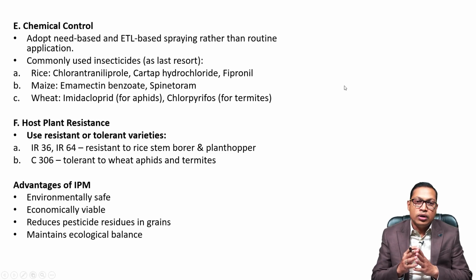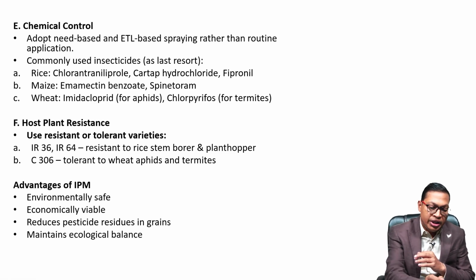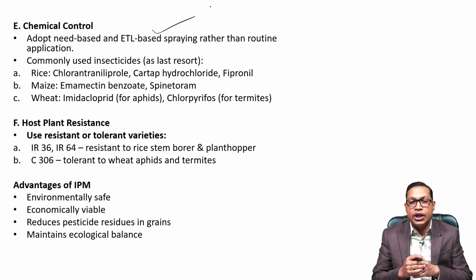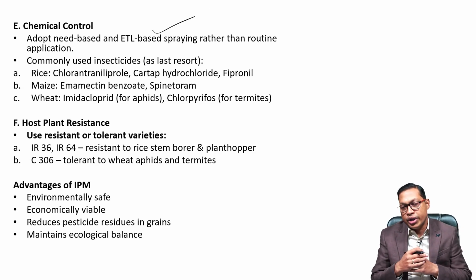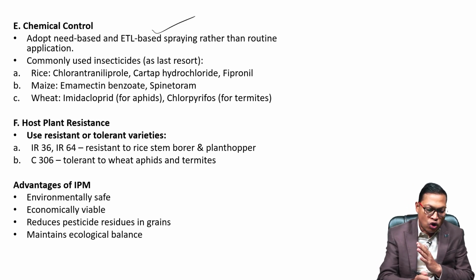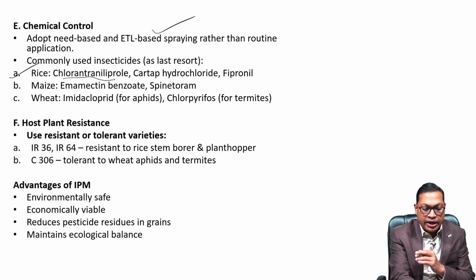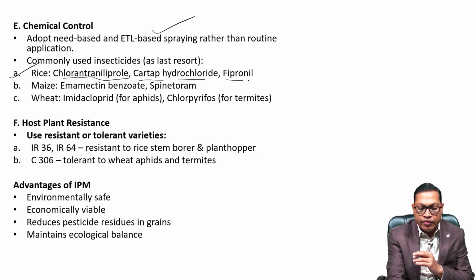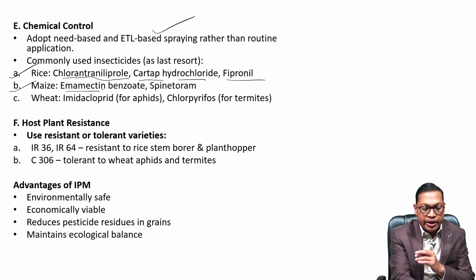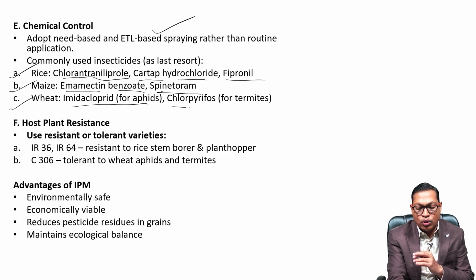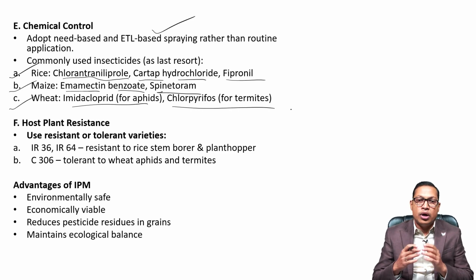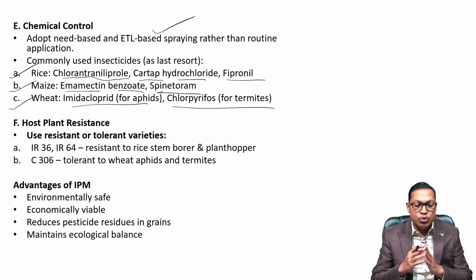Then chemical control, in which we will adopt need based and ETL based spraying rather than routine applications. We have to manage it at different intervals with the commonly used insecticides. In case of rice, chlorantraniliprole, cartap hydrochloride, fipronil. In case of maize, emamectin benzoate, spinetoram. Then in case of wheat, imidacloprid for aphids and chlorpyrifos for termites.